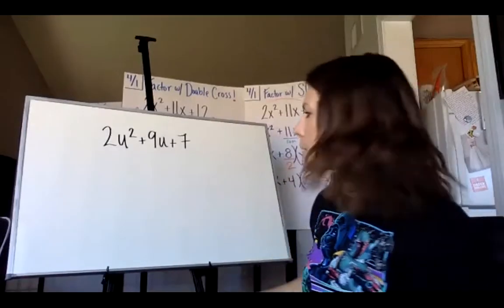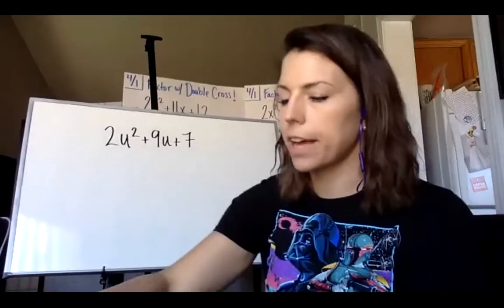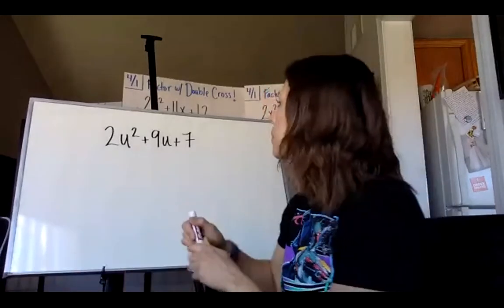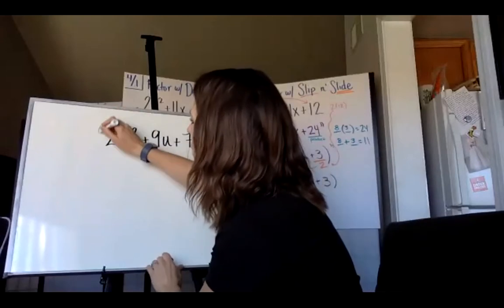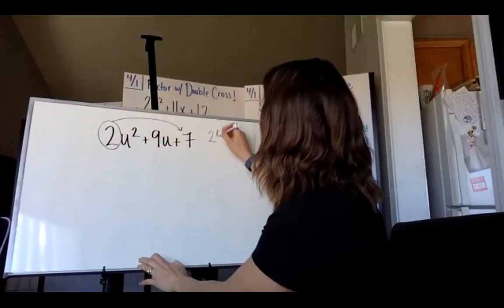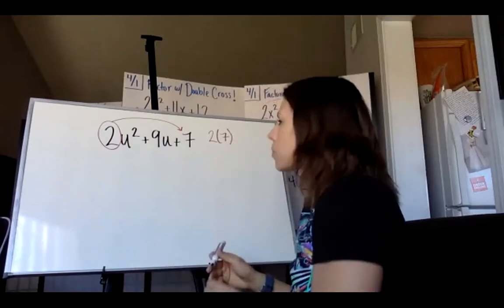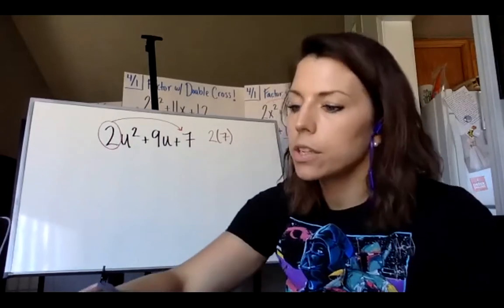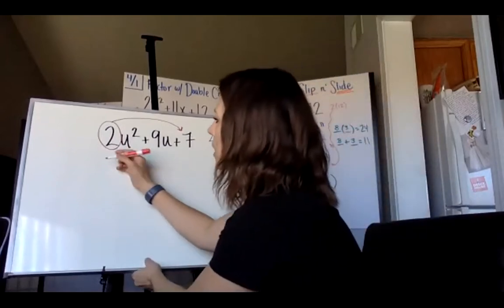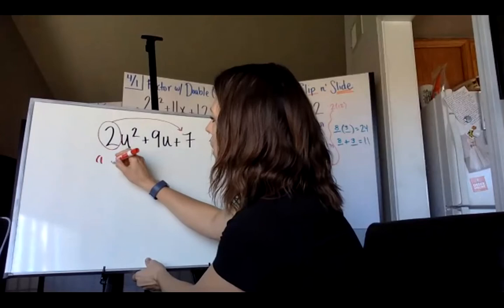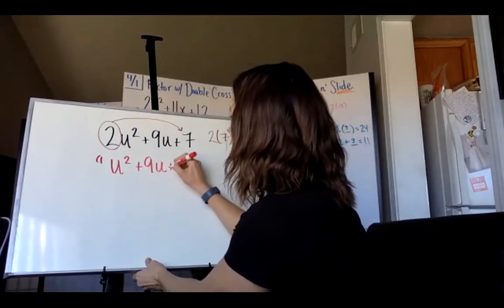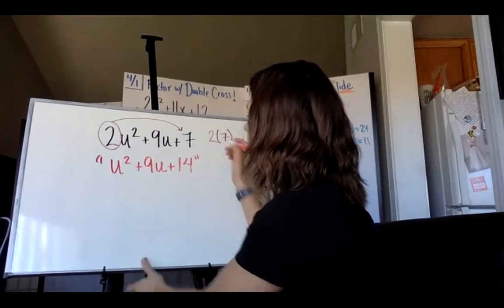Okay, so let's do slip and slide and factor this. Here we go. First step, flip. Grab the leading coefficient, flip it down to the end, and multiply it. 2 times 7, which is 14. So now we're working with a new trinomial, so it's in our quotations. Our new trinomial is u squared plus 9u plus 14.